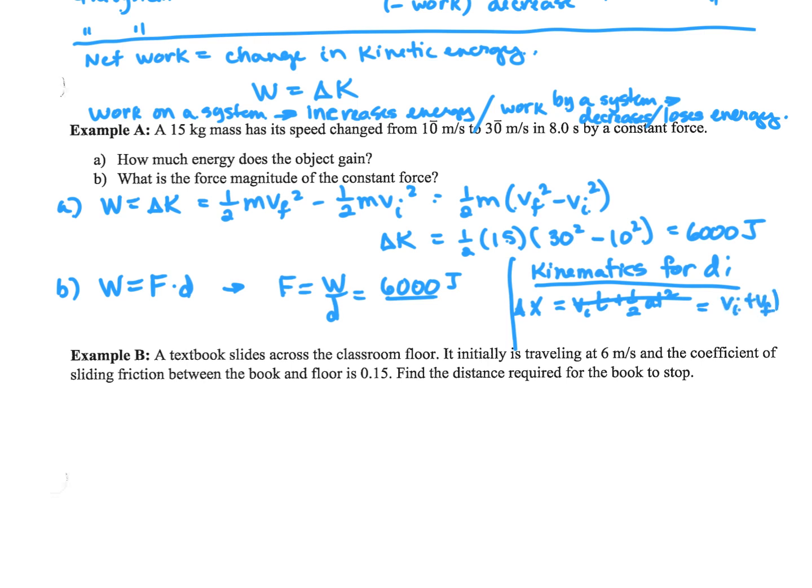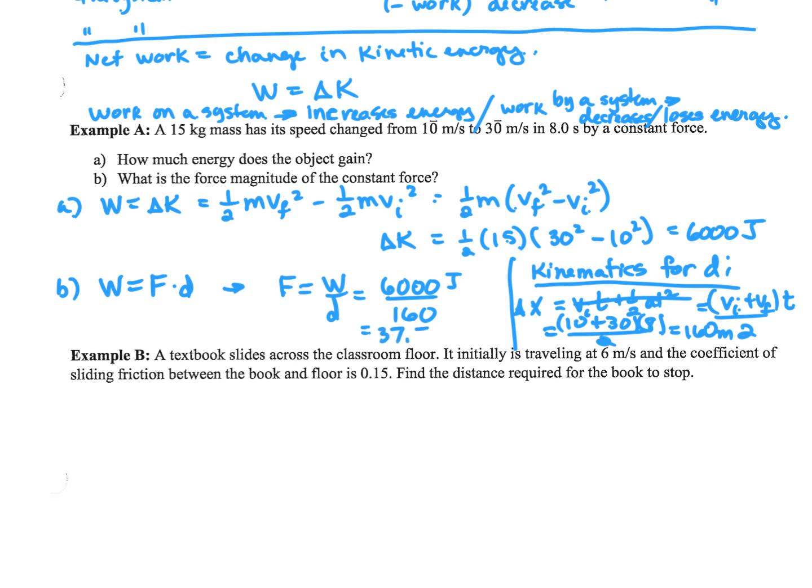So let's find this. We know V initial is 10 plus 30 is V final. Multiply that by the time, which was 8 seconds, and divide that all by 2. And we get 160 meters. Okay, so we can plug that in over here. 160. Take that and divide, and you get 37.5 newtons. Okay? 37.5 newtons of force.